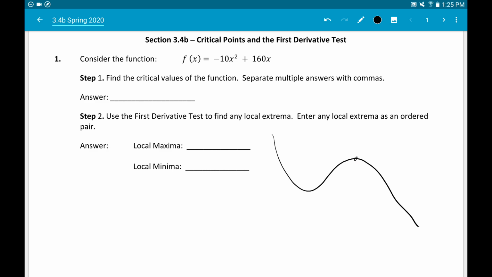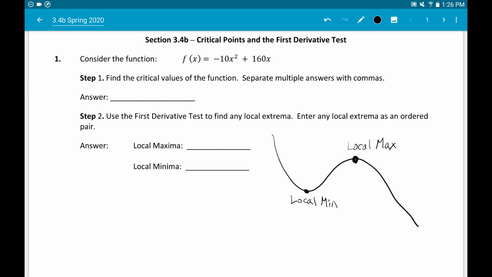But for instance, in this graph, this little point right here is above what's directly to its left and right. So we call that a local max. Likewise, a local minimum is just lower than its direct surroundings. So this little point right here would be considered a local min, as it's below what's to its left and right.